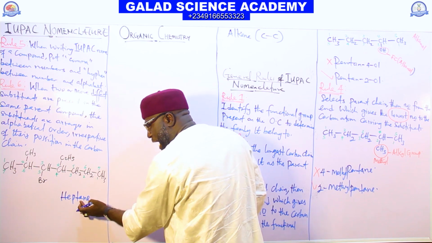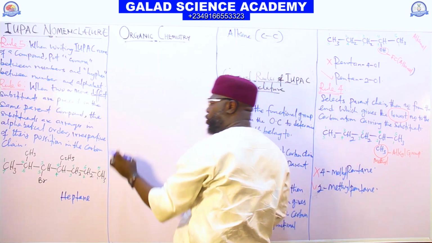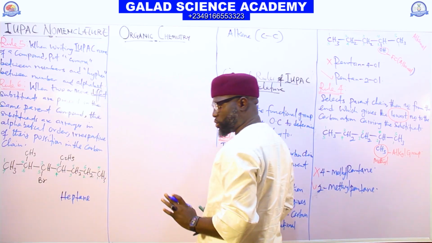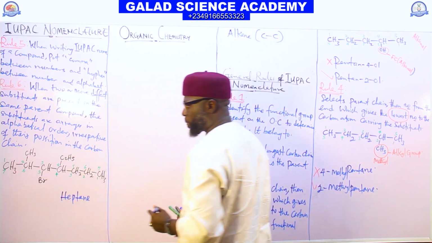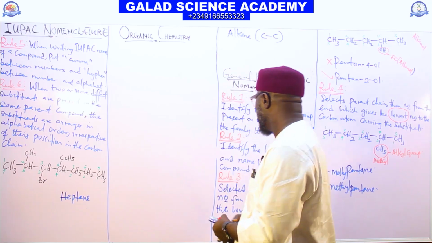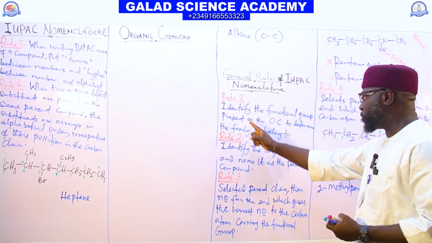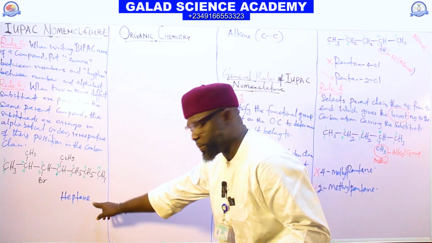Heptane. A-N-E, from the word alkane, carbon-carbon single bond throughout. Hept is from the word 7. The next thing that we do is what? Don't forget about the what? This is Rule 2, longest chain. We have done it: heptane.